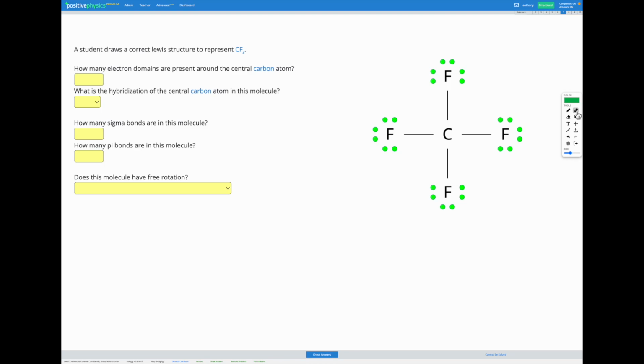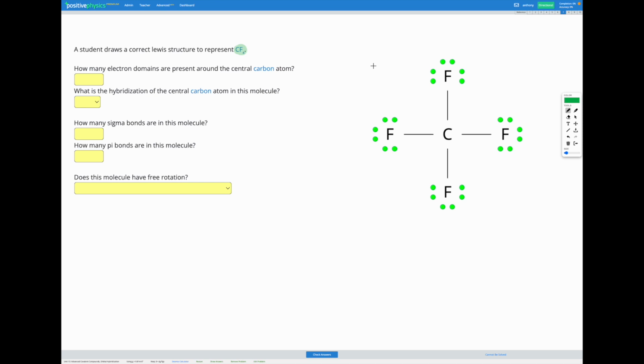In this question, we have a Lewis structure here showing CF4, and we're trying to figure out what type of hybridization is happening and if this molecule has free rotation or not. So the first question is asking about hybridization. That's basically this idea that when an atom starts to form bonds, some of the orbitals combine together.